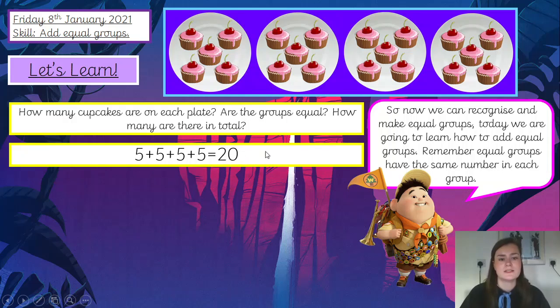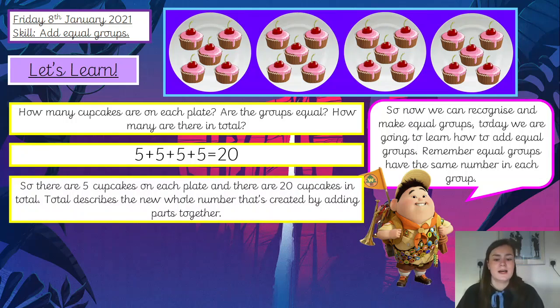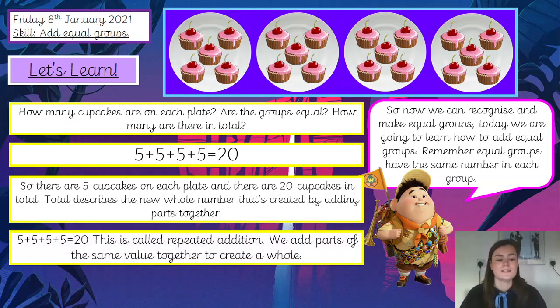So our number sentence for these cupcakes would be 5, add 5, add 5, add 5 equals 20. Because we've got 5 cupcakes in 4 groups, so we've counted 5 4 times. Well done if you spotted that, fab job. So there are 5 cupcakes on each plate and 20 cupcakes in total. The total describes the new whole number that's created by adding the smaller parts together. So the total is the whole number of cupcakes added from each individual plate. So well done. So 5 add 5 add 5 add 5 equals 20.